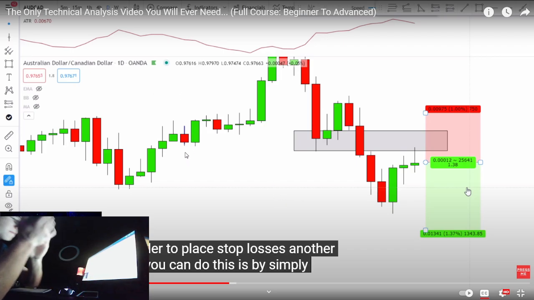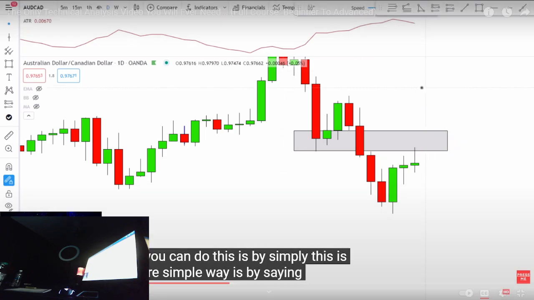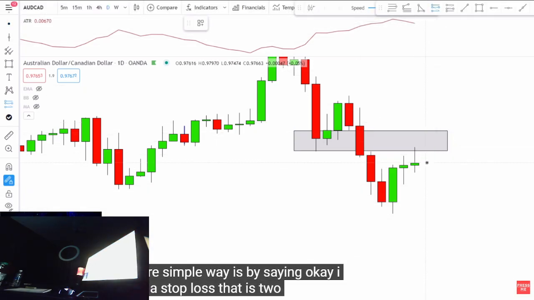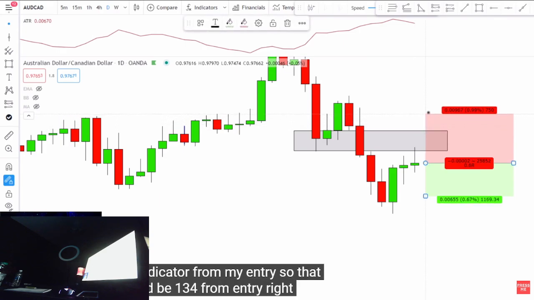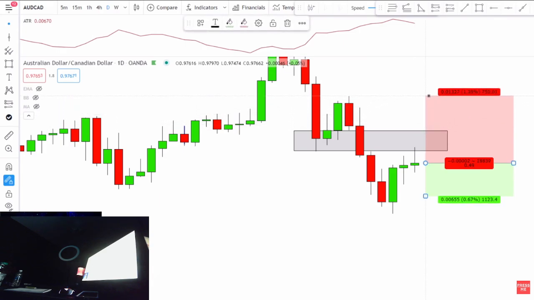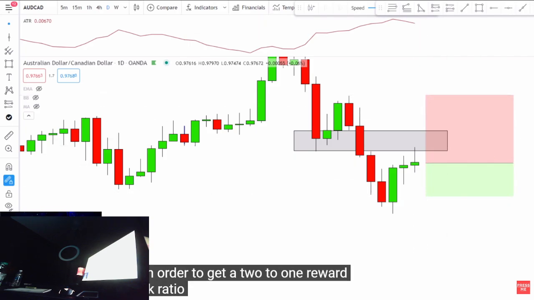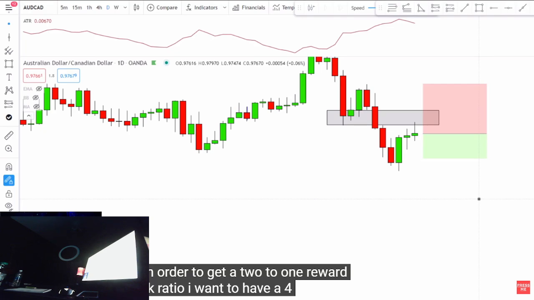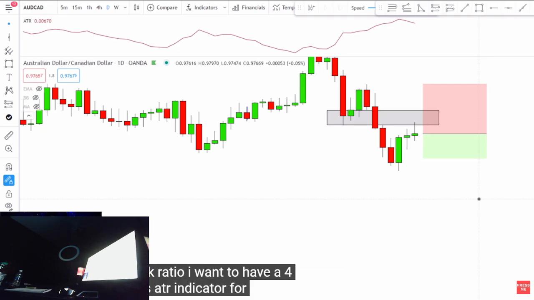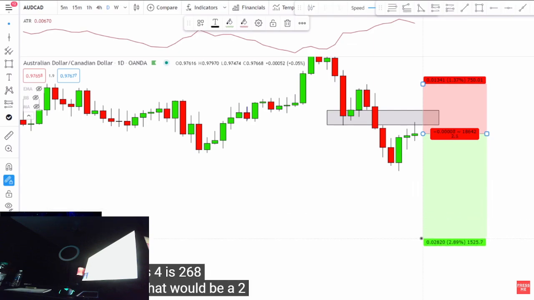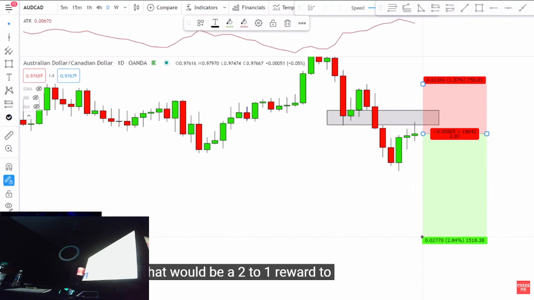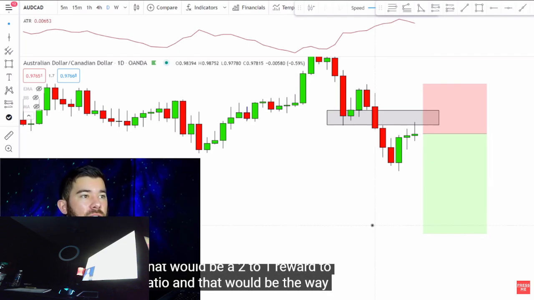is by simply, this is a more simple way, saying, okay, I want a stop loss that is 2 times the ATR indicator from my entry. So that would be 134 from entry, right? And in order to get a 2 to 1 reward to risk ratio, I want to have a 4 times ATR indicator for my target. 134 times 4 is 268, and that would be a 2 to 1 reward to risk ratio. And that would be the way your trade setup looks.